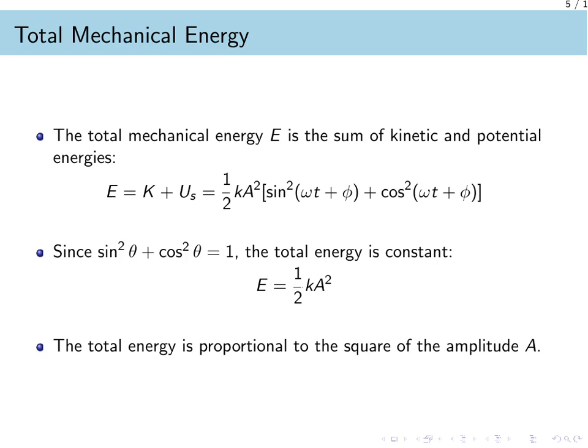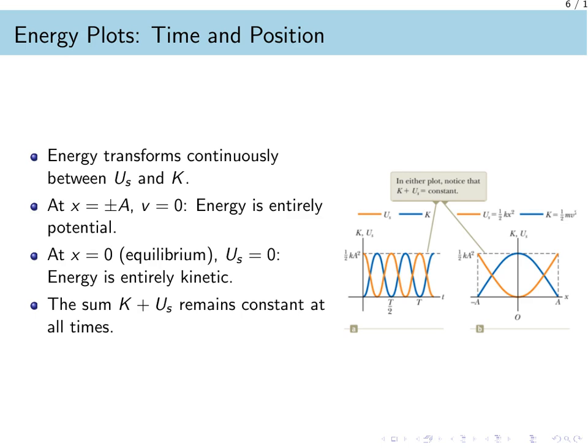According to the fundamental trigonometric identity, the sum of sine squared and cosine squared of the same angle is always equal to 1. Therefore, the total energy is constant and equals 1/2 times the spring constant times the square of the amplitude. This shows that the total energy does not change over time and is directly proportional to the square of the oscillation amplitude. These energy transformations can be visualized through plots against both time and position.